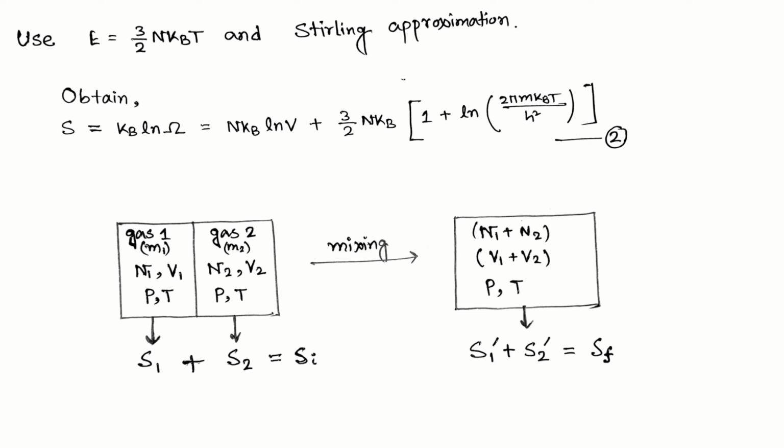Gas molecule mass of the first gas is m1 and the second one is m2, and you are all familiar with n1, v1, p, t. I am not talking about these variables here. So here we are taking that entropy of gas 1 is S1 and entropy of gas 2 is S2. So before mixing, total entropy S initial is just the sum of them, S1 plus S2.